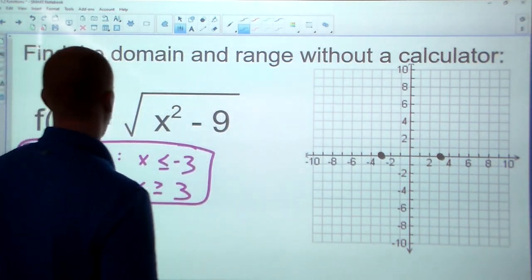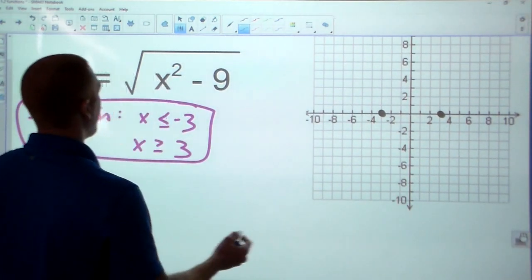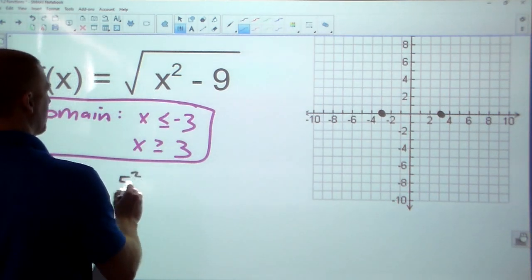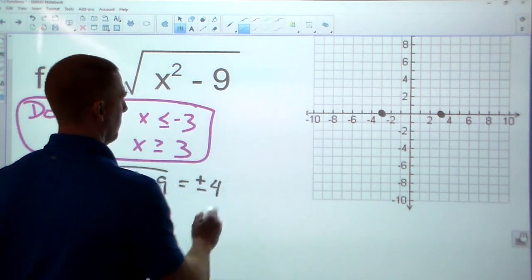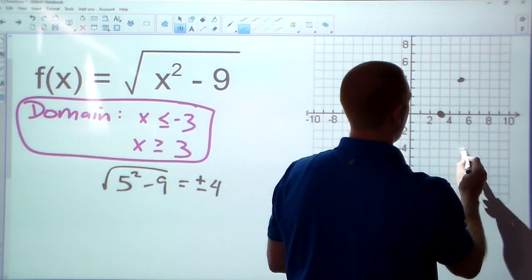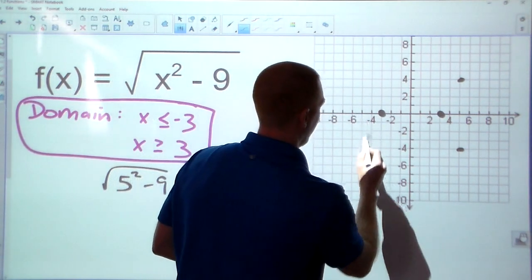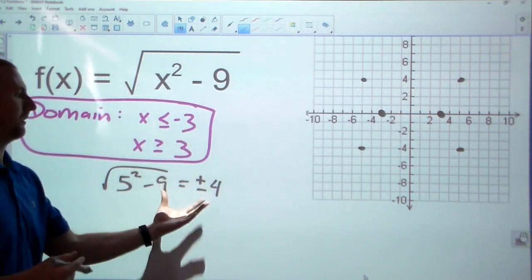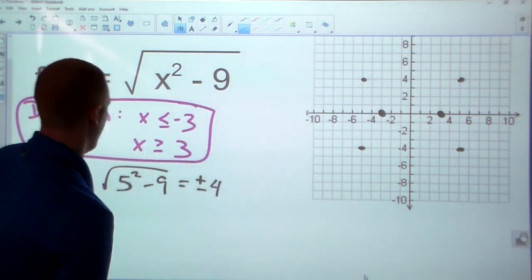So let's try a few more points, just to get a sense of where they are, and then we should see this thing start taking shape. We tried 5 a few minutes ago, okay? If I put in 5 for x, then the square root of 5 squared minus 9 came out to be plus or minus 4. We worked that a few minutes ago. So if I put in 5, I get plus or minus 4. And similarly, if I plug in negative 5, it's going to be the same thing. So if I put in negative 5, I get positive and negative 4. Okay? You do get the plus or minus, so you do get both of those y values. That is important.